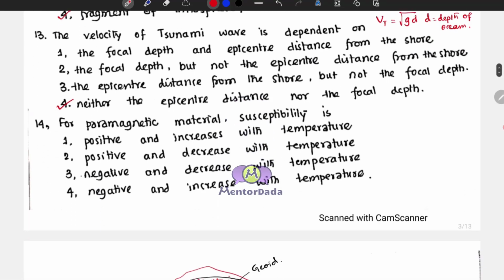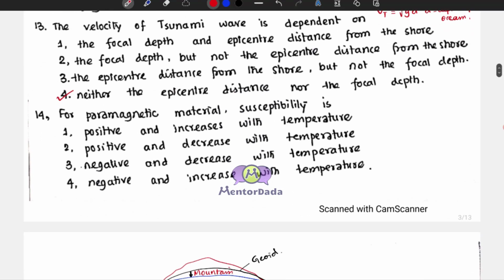Now move to question number 14. For paramagnetic material, susceptibility is. Look, when you are considering paramagnetic materials, there may be some very weak magnetism, but still the magnetic susceptibility will always be there, right? So it will always be positive, and we all know when you heat a paramagnetic material, it will lose its magnetic property, so susceptibility will decrease, right? So option number 2 will be your correct answer.